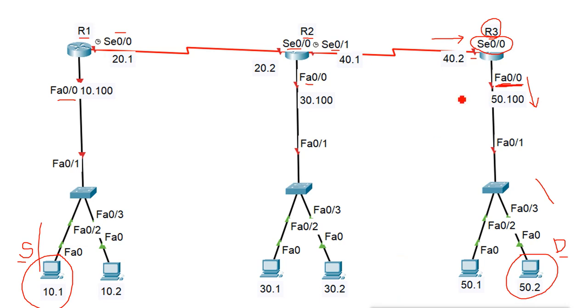Okay, now if I apply it on this interface, what happens? When the 10.1 tries to access this 50.2, the data will go from here, enter here, exit from here, then enter on this interface, then exit from here. Now it will enter on this interface.